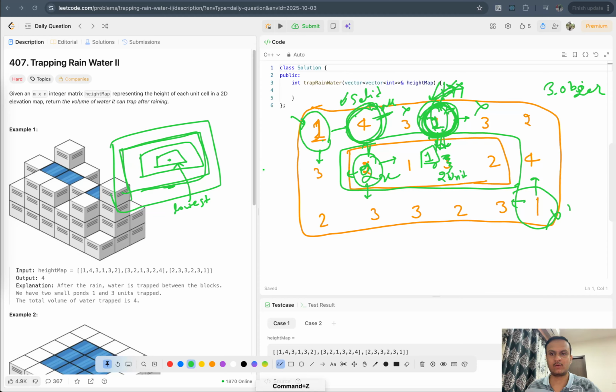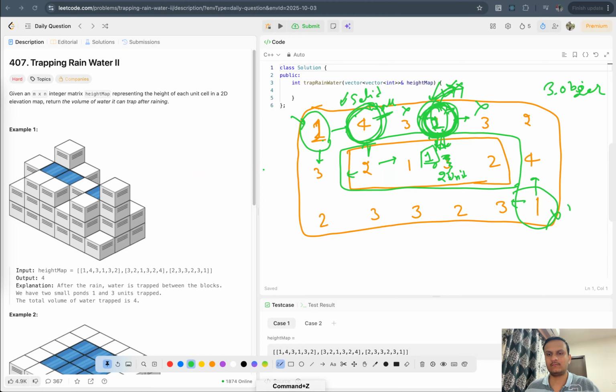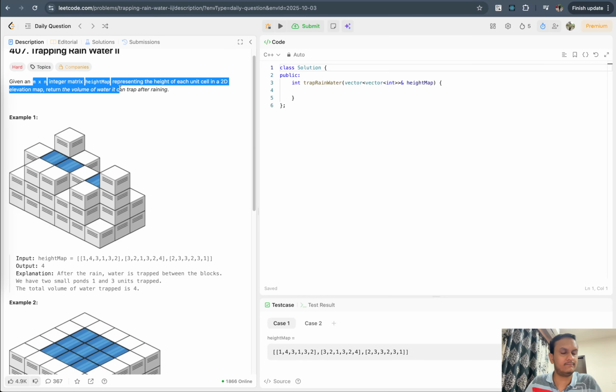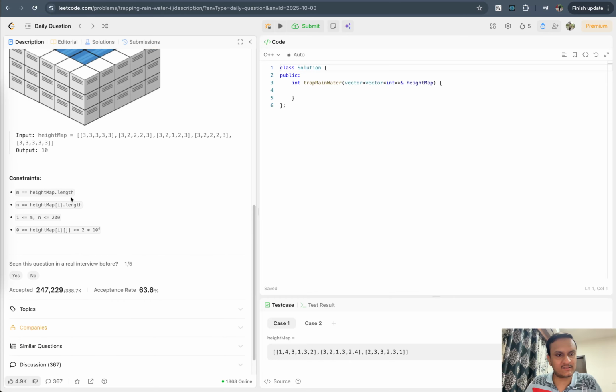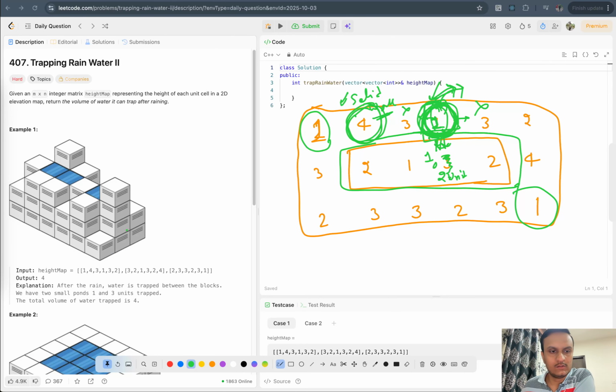So let me remove some of the drawing. How to approach this problem then? After considering this third observation, where we have to go by the smallest one, it becomes challenging and interesting here. That's why it looks hard. Anything extra they have given? Nothing. Okay.